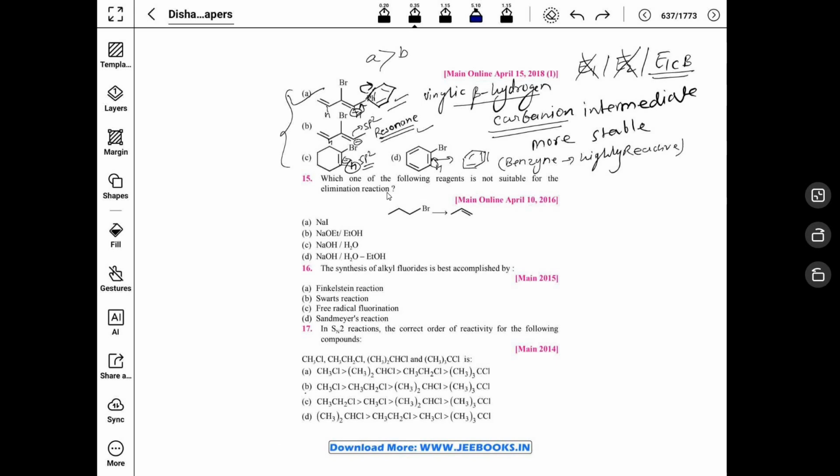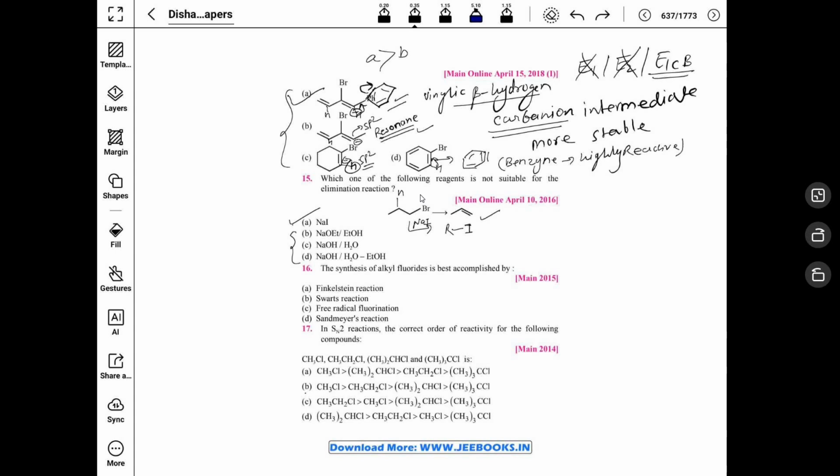Which of the following reagents is not suitable for the elimination reaction? The first reagent is sodium iodide. If you remember, the reaction of alkyl halide with sodium iodide leads to replacement of the halide by iodide, and this is known as the Finkelstein reaction. In the remaining cases, these are bases: ethoxide base, hydroxide base, and this is also hydroxide base, and they can easily remove this beta hydrogen, leading to the formation of alkene. Hence the correct answer will be A. Sodium iodide will not lead to the elimination reaction.